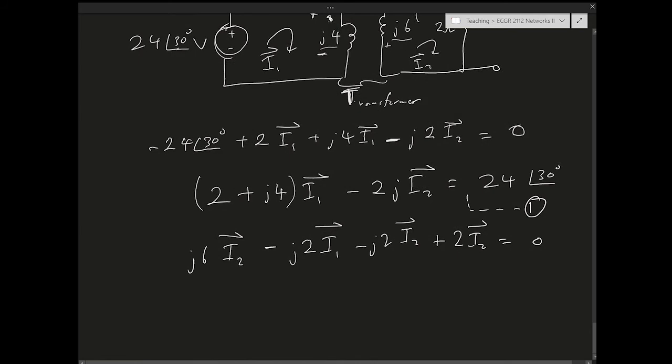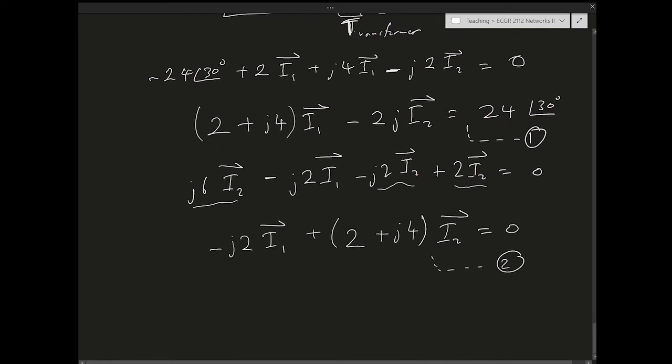And I'm ready to collect terms to get equation number 2. So I'm going to have minus j2 I1, and then I have 3 I2 terms. I'll have this term, a real part, and then imaginary part. So I have plus 2, this is the real part. Imaginary part is j6 minus j2, which is j4. So it's going to be plus j4 I2 equals 0. This is equation number 2.